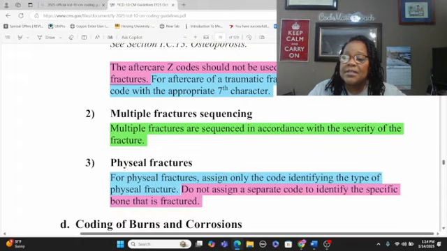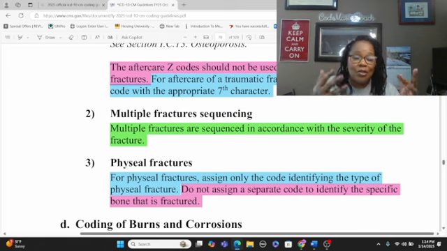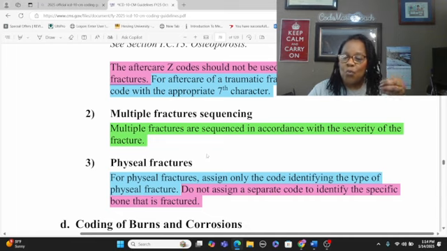Multiple fractures sequencing. Multiple fractures are sequenced in accordance with the severity of the fracture. So again, when you have multiple fractures, more than one site, you have your arm, your leg, wherever, then they identify the different bones. The one with the most severe fracture is going to be coded first. Your most resource-consuming fracture should be coded first. So that's your sequencing. And then for a physeal fracture, it says assign only the code identifying the type of physeal fracture. Do not assign a separate code to identify the specific bone that is fractured.